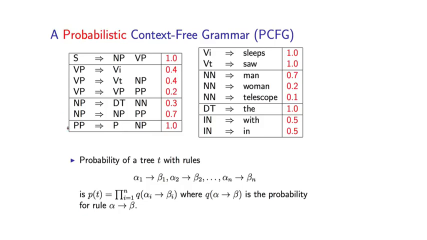So here is a PCFG, and you'll see that it basically looks exactly the same as a context-free grammar, but we now have probabilities assigned to each rule in the grammar. So here I have a set of context-free rules, and we'll again assume that S is the start symbol under the context-free grammar. But now in red I've shown a probability for each rule. So S goes to NP VP, for example, has probability 1. VP goes to VI has probability 0.4, and so on and so on.